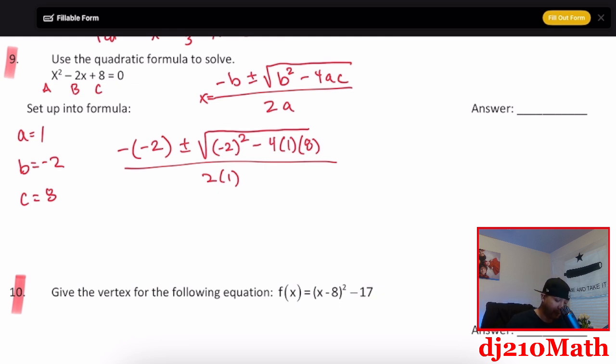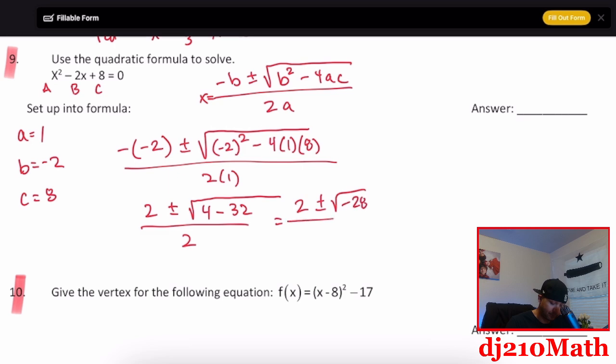Now we just start simplifying. Negative negative 2, that's positive 2. Plus or minus the square root of negative 2 squared, which is 4, minus 4 times 8, 32, over 2. So this is going to be, what's 4 take away 32? Negative 28 over 2.